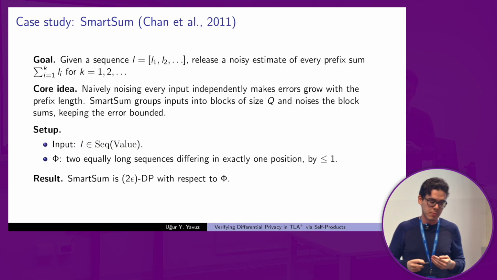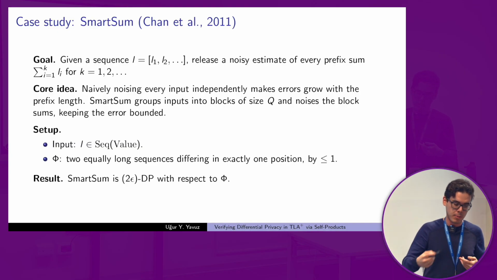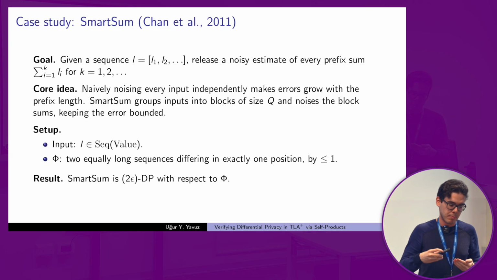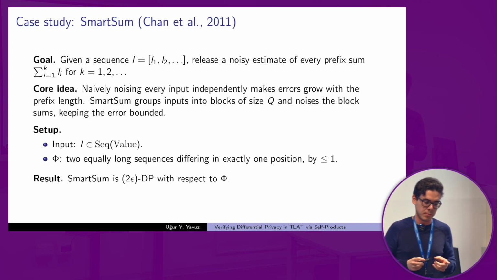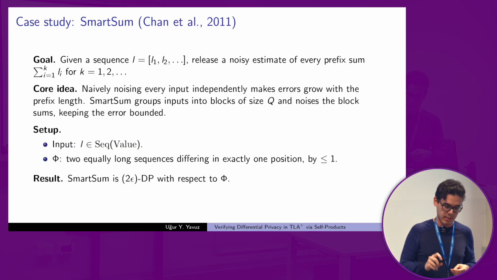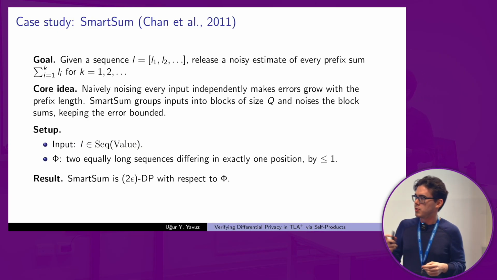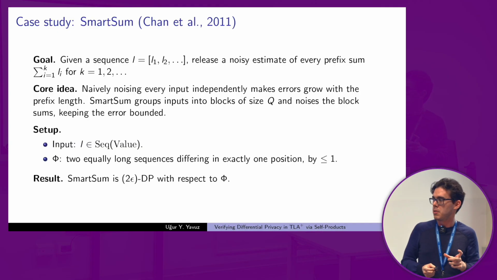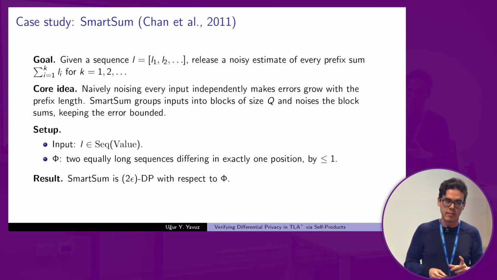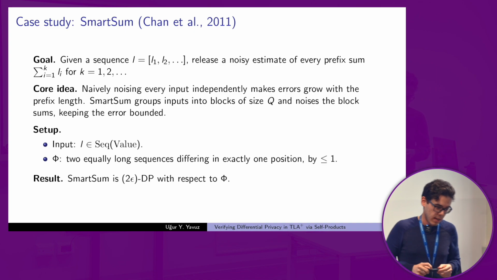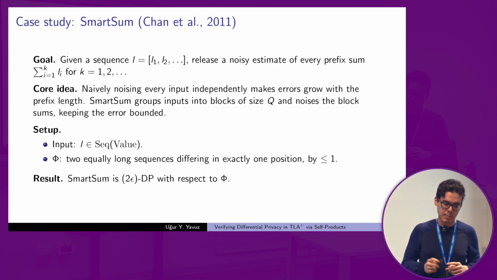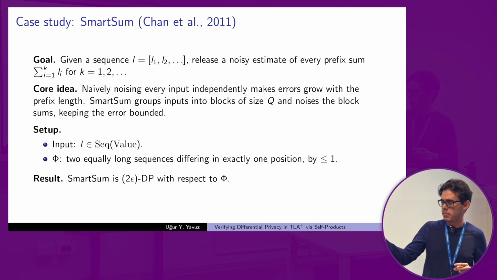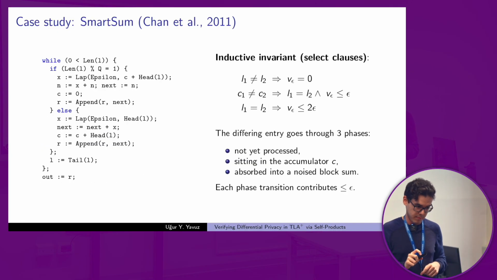The naive approach here would be to noise every input independently and then accumulate them, but then the errors grow with the prefix length. Whereas SmartSum does something smart, pun intended, by keeping the error bounded by grouping inputs into blocks of size q and then noising the block sums. The input to the program is a sequence of values, and the adjacency relation phi relates two equally long sequences that differ in exactly one position by at most one. The claimed result is that SmartSum is 2 epsilon differentially private with respect to this definition of phi.